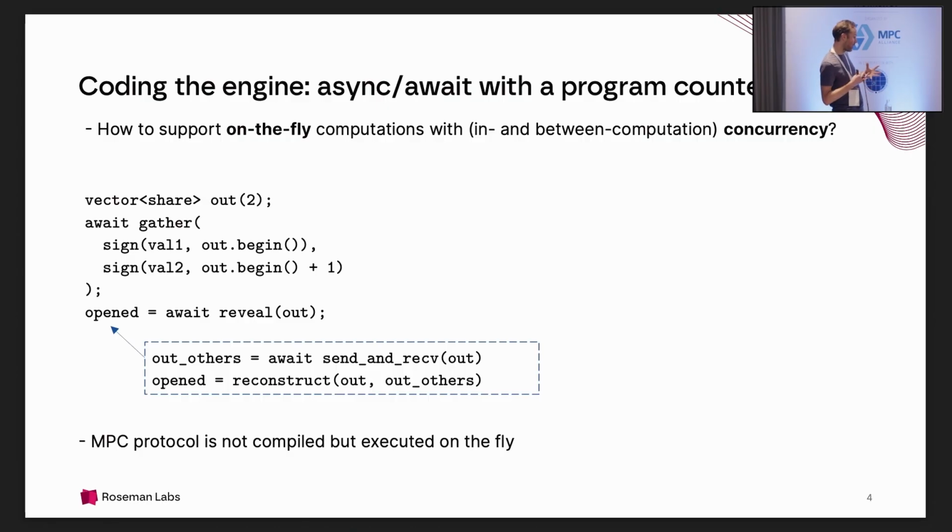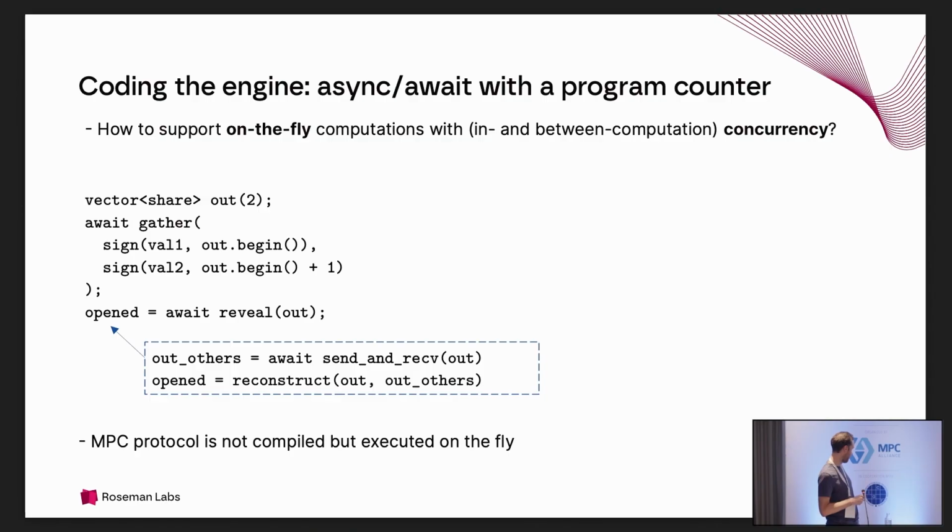Because we're dynamic, we cannot compile a circuit and then just run it. We need to directly implement the MPC protocol and run it line by line. By using async await, you can deal with this problem, doing many things at the same time and allocating resources to that.